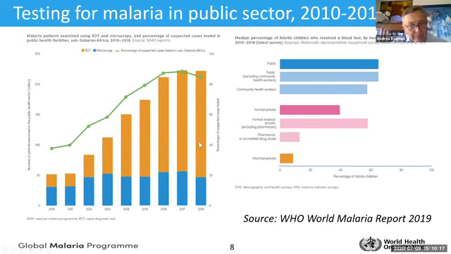RDTs are probably around 80% of all tests, and in blue here you have the microscope. If we look at what percentage of people get a test when they go to different facilities, a good amount, when they go to the public health facilities, they get a test. This is all across Africa, so may not be fully applicable to your countries, but these are average figures.